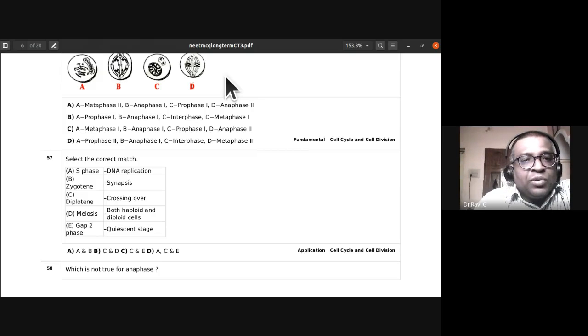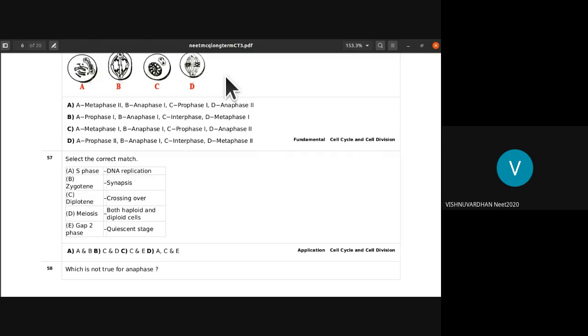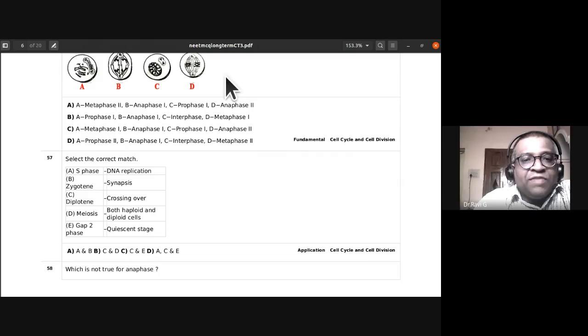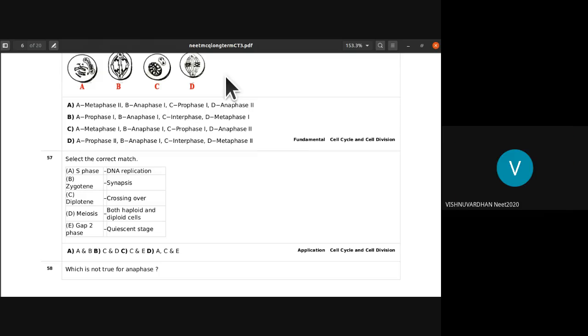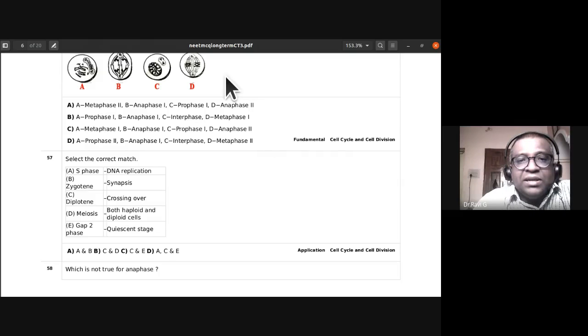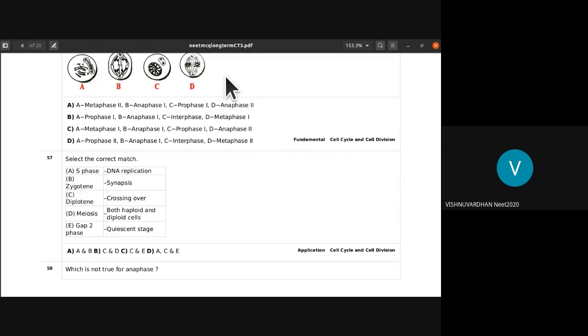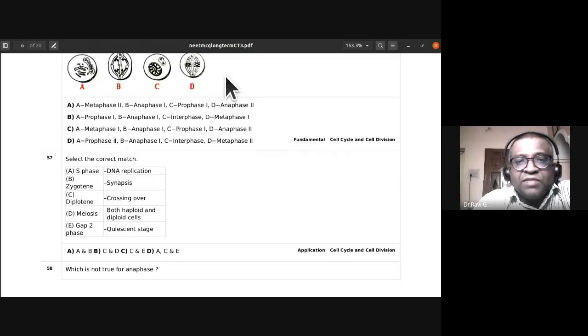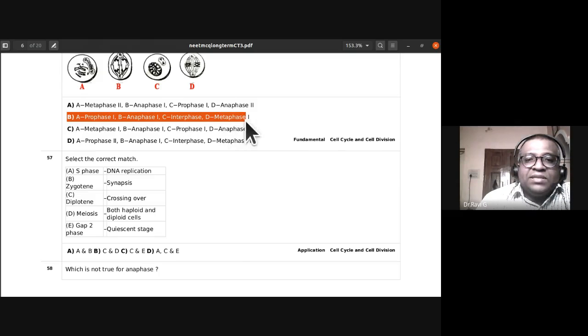What could be in B? Anaphase. Anaphase only, sir. Okay, is it 1 or 2? Anaphase 1. So C is interphase. D is metaphase. Is it metaphase 1 or metaphase 2? It is metaphase 1. So B is the right answer, right? Prophase, anaphase, interphase and metaphase 1. What is the key that they have given?